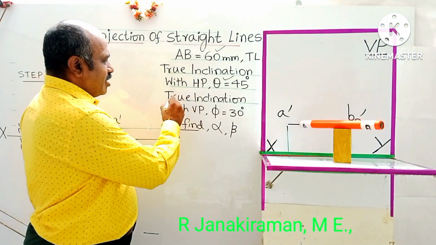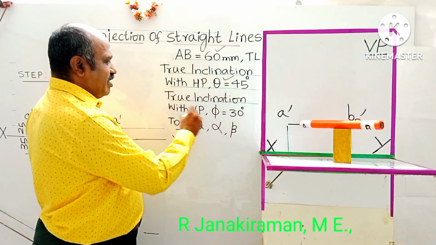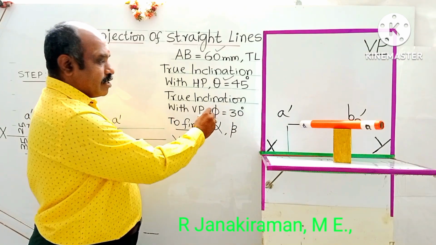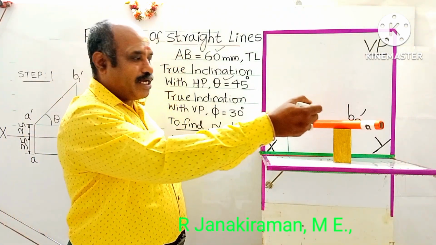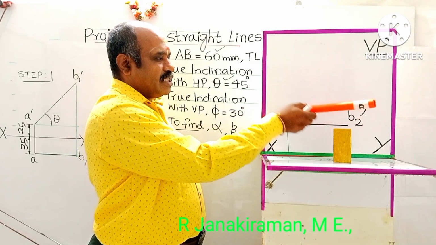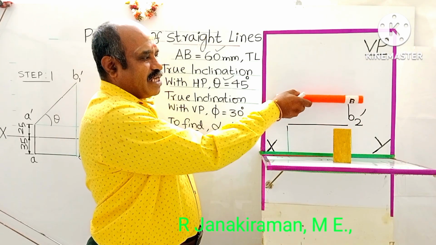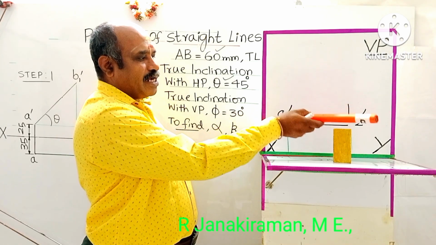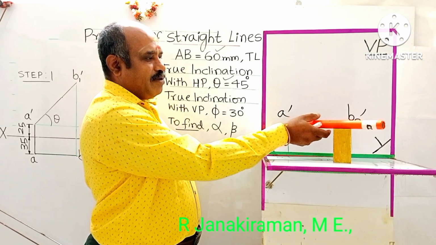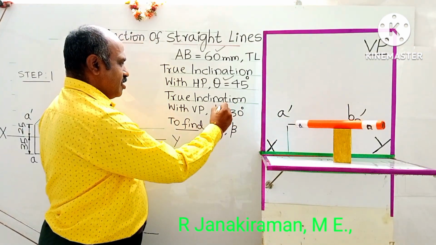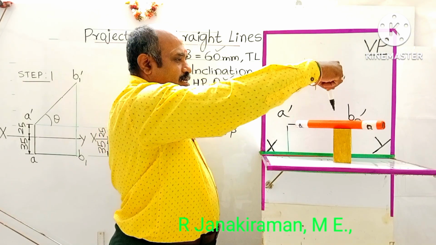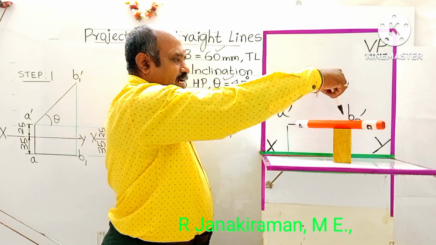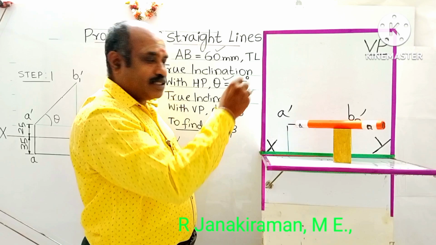Based on the data given in the question, the true inclination with VP is 30 degrees. Phi is the notation. Inclined to VP will be positioned like this. This is inclined to VP; this lies on VP. If you turn this angle 0, 10, 20 at one stage, you will get a line inclined to VP at 30 degrees. This angle seen in the top view is called the true inclination with VP, that is 30 degrees.